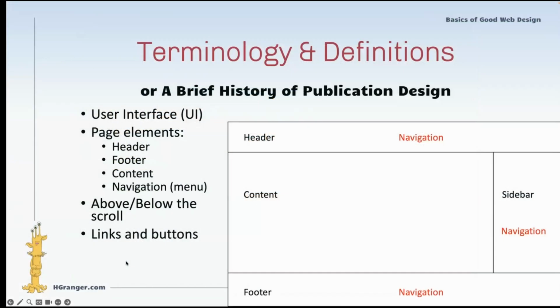Links and buttons, you're all familiar with from using websites. Basically, a button is a graphic element that holds a link. But a link is anything that takes you somewhere else, either on the site or outside of the site, on the internet. And calls for action are often buttons. It's just a term that I want you to understand because you're going to hear CTA a lot.